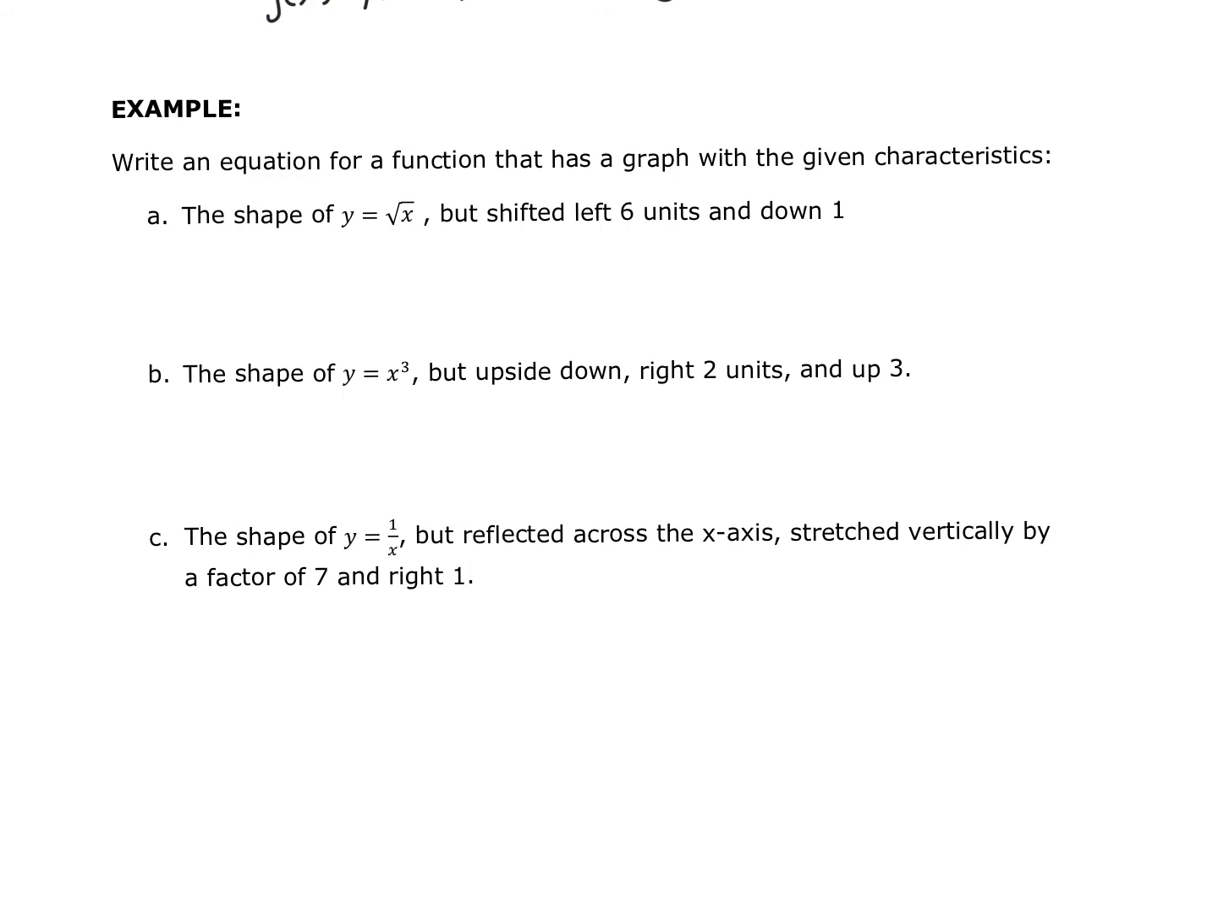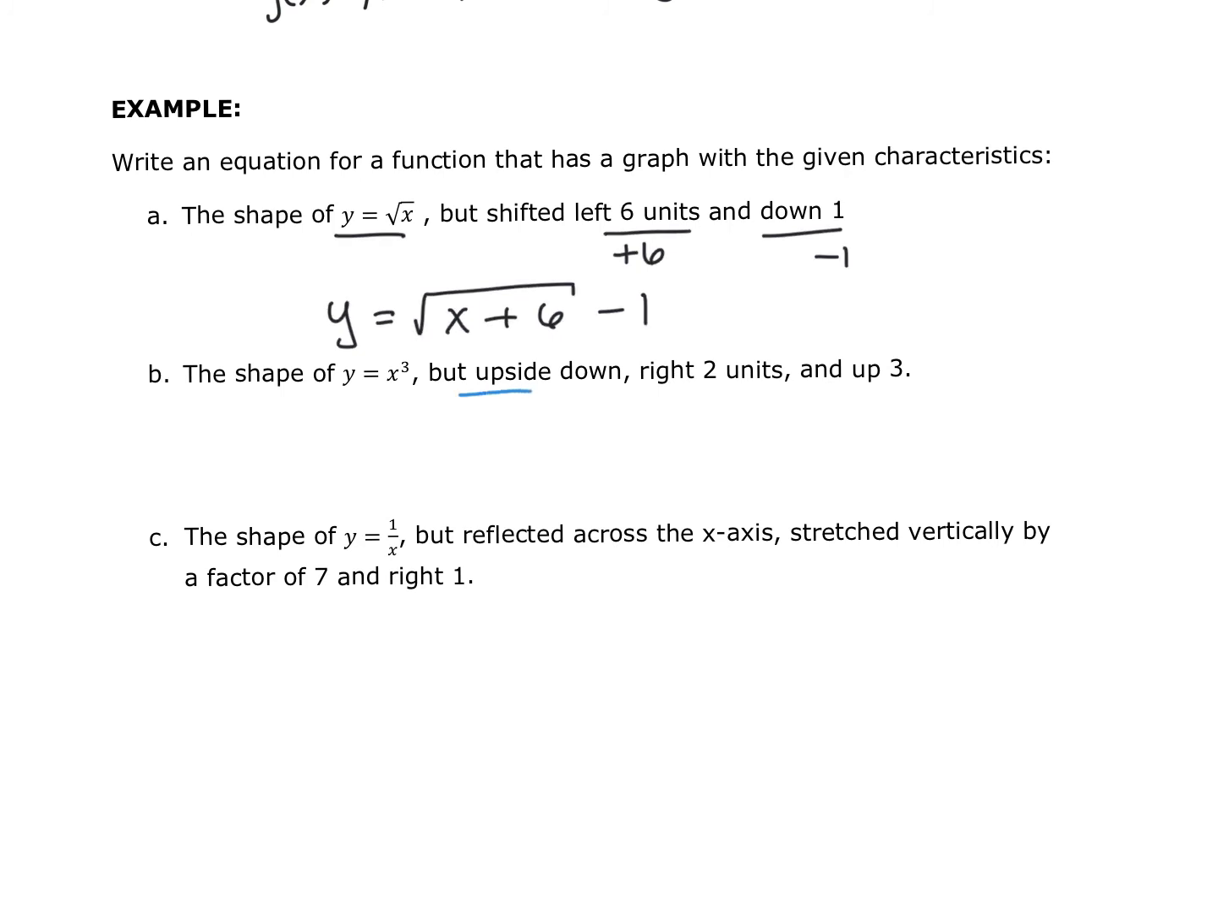Now they're asking me to write the equation of a function with these given characteristics. So here's the shape. I'm going to shift left 6 units. So I know this is going to be a +6 underneath the square root, and it's down 1, so it's a -1 outside of the square root. So y is equal to the square root of x plus 6, that's my parent function, shifting left, and then down 1.